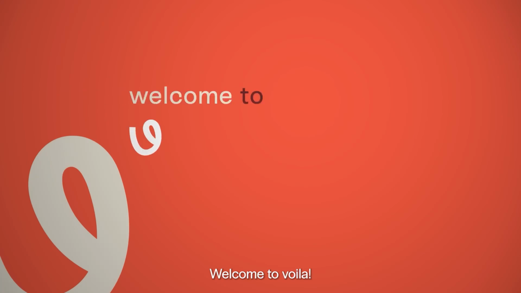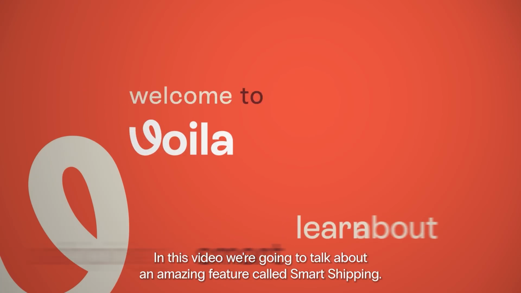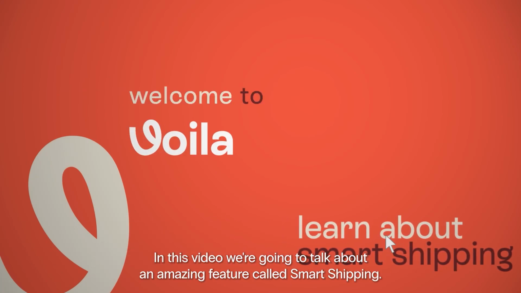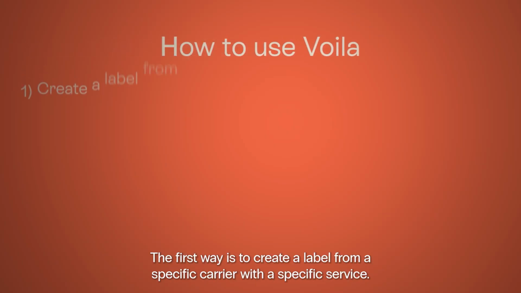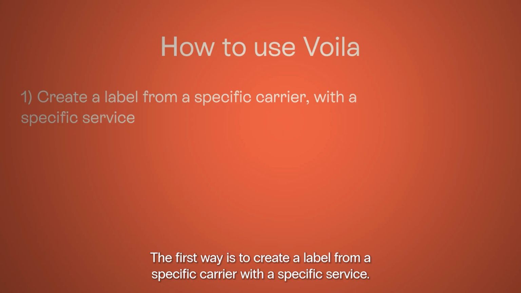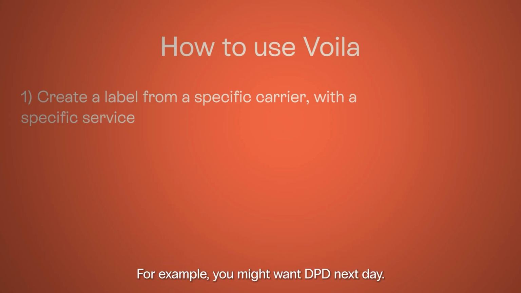Welcome to Voila. In this video, we're going to talk about an amazing feature called Smart Shipping. There's two ways to use this API. The first way is to create a label from a specific carrier with a specific service. For example, you might want DPD next day.